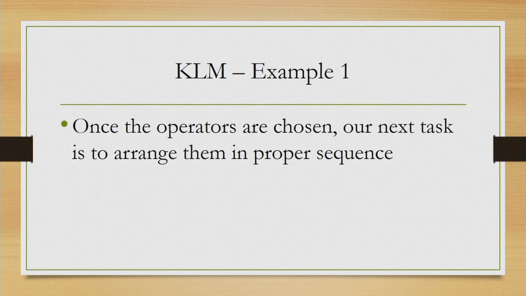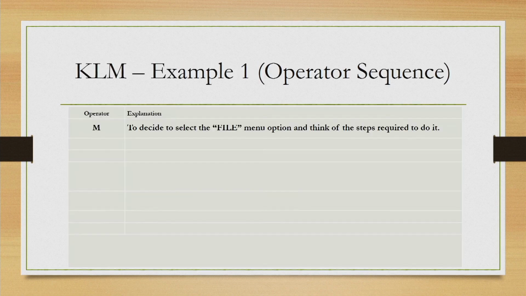Now, once the operators are chosen, in this case P, B and M, our next task is to arrange them in proper sequence. So, let us try to do that step by step. So, we start with an M operator. Why? Because we need to decide that we need to select the file menu option and think of the steps required to do it. So, that involves some cognitive activity. So, we start with an M, which represents our thinking or decision making process.